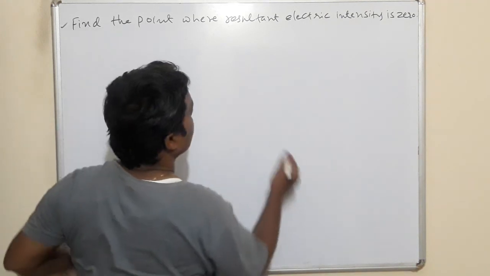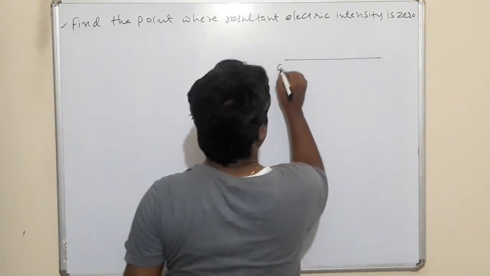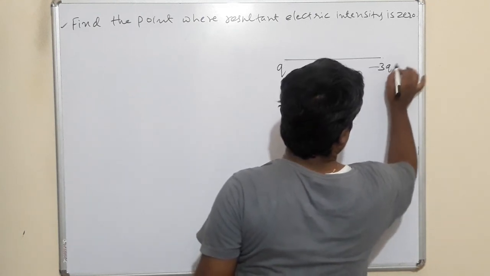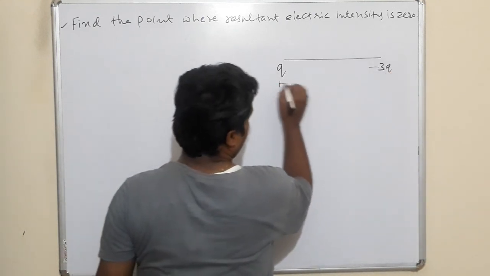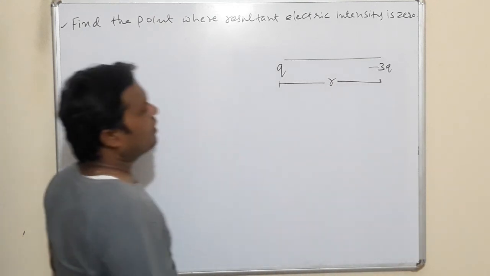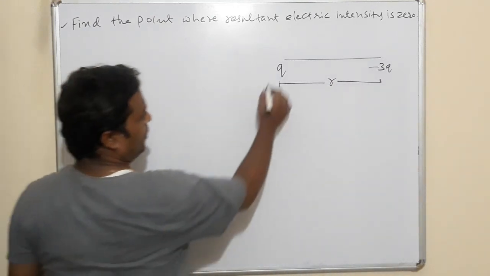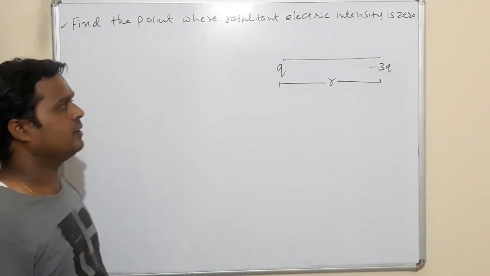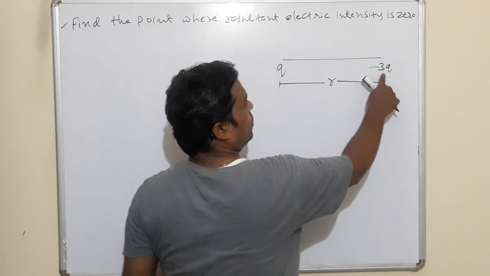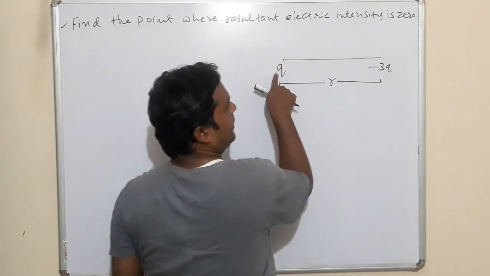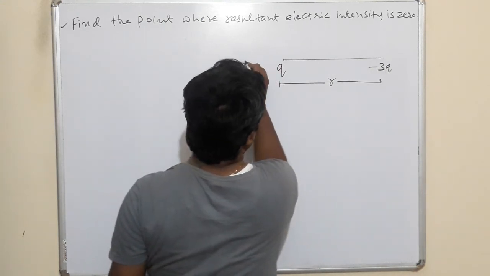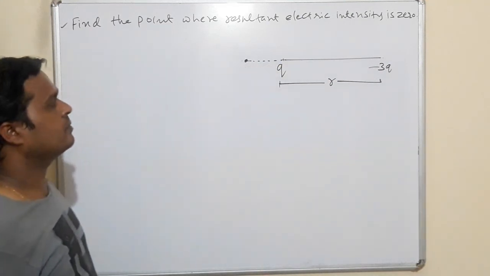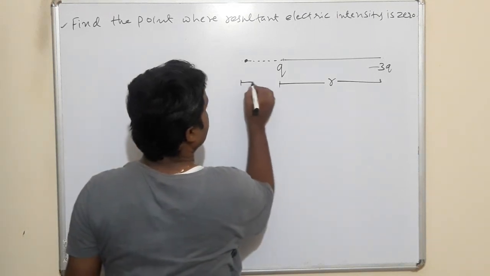Same question. Here I will take Q. Here I will take minus Q. Let me keep this distance as R only. Here I want to find the neutral point. Which side does the neutral point lie? First you decide it. See, this is Q, this is 3Q. In magnitude, this is smaller. Then the neutral point lies toward the smaller charge, here. Let us say this distance is x.